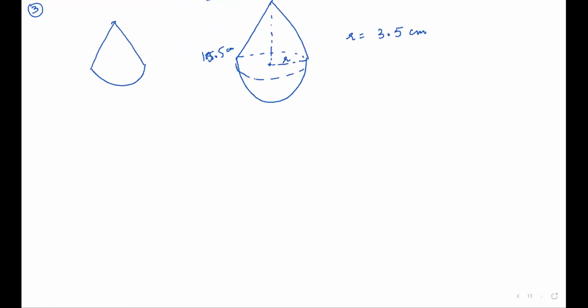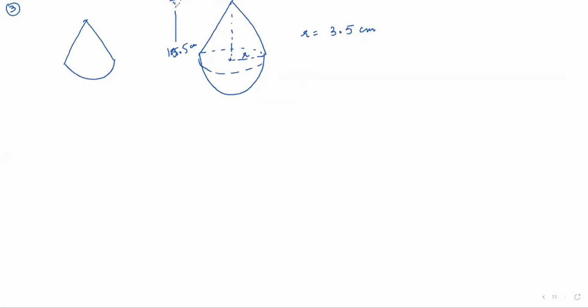So this R is given, which is 3.5 centimeter. Mounted on a hemisphere of the same radius. Obviously, the radius will remain the same. The total height of the toy is 15.5. So 15.5 centimeter is the total height. That means from here to here, the base of it.